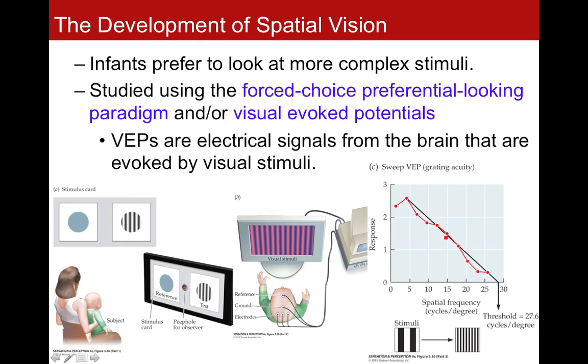And then C here is showing some data that plots the visual evoked potential strength as a function of spatial frequency on the x-axis here. So you can see that the greatest visual evoked potential response came from low spatial frequencies, which is consistent with the fact that young babies can't really see high spatial frequencies that well. So they preferred to look at the low spatial frequency images more.